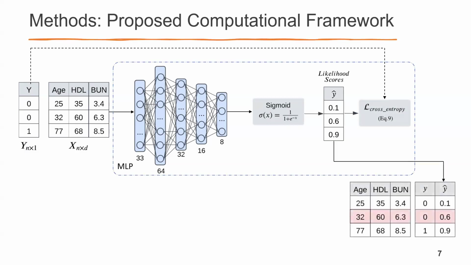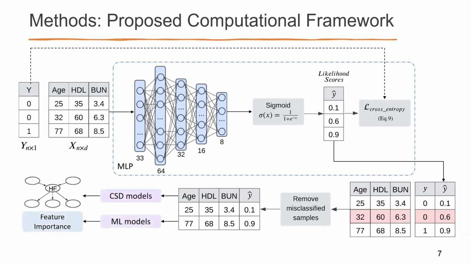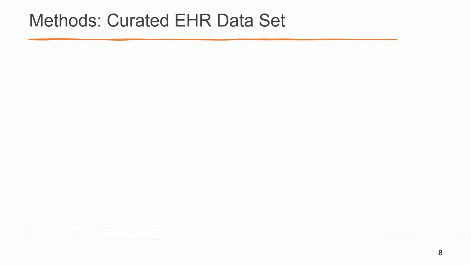Based on the true label and likelihood score, we remove the misclassified samples and finally get the final dataset we will use for CSD models to get the causal strength and to train the machine learning models to get feature importance. And also we will calculate the feature correlation between features and heart failure likelihood.